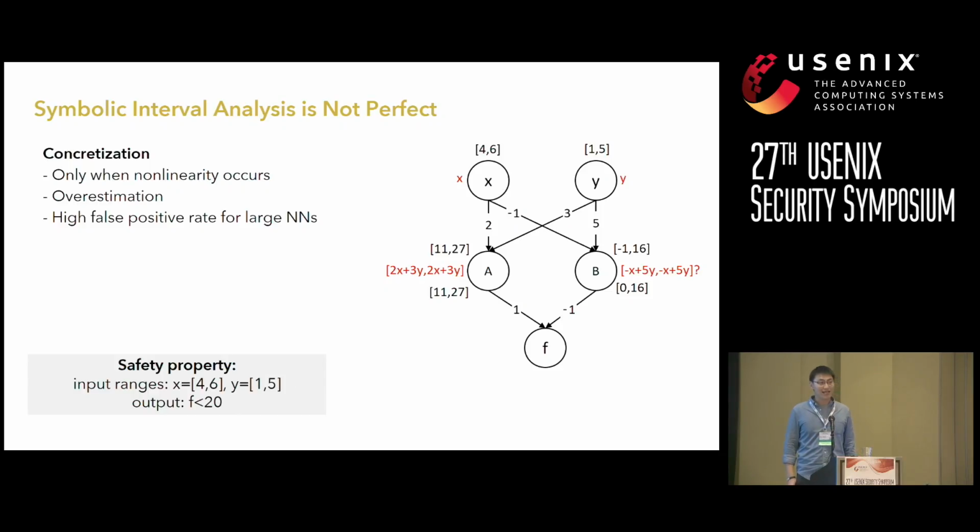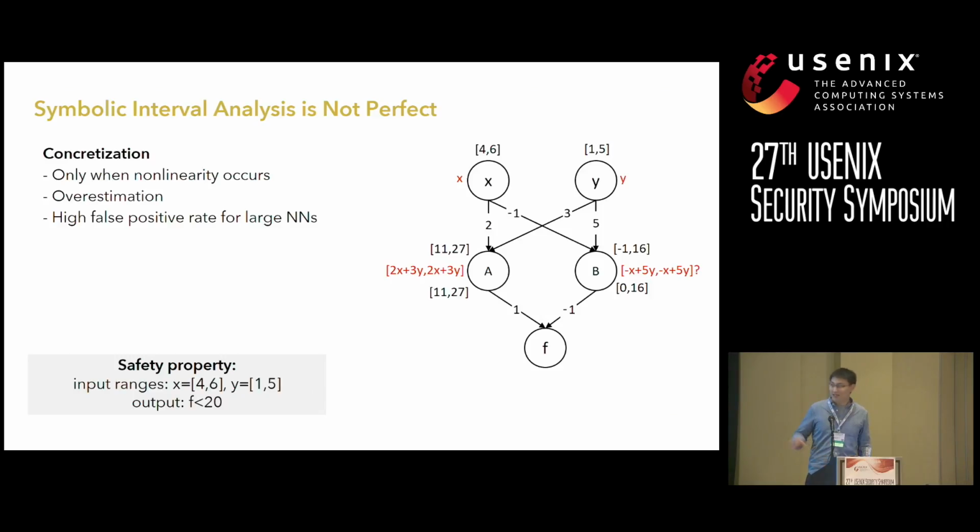However, we notice that this method is not always perfect, because at certain ReLU nodes, nonlinearity truly occurs, so the symbolic interval has to be concretized with its concrete upper and lower bounds. In the paper, we have shown that the overestimation error of the output is only introduced during these concretizations. And when the neural network gets larger, this method will suffer from high false positive rates.